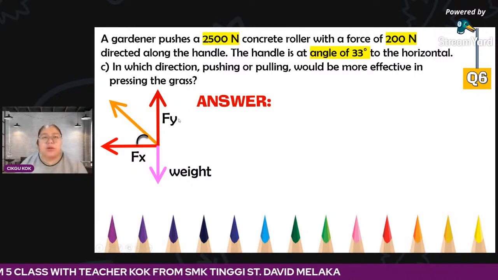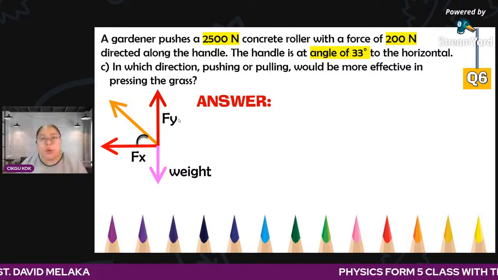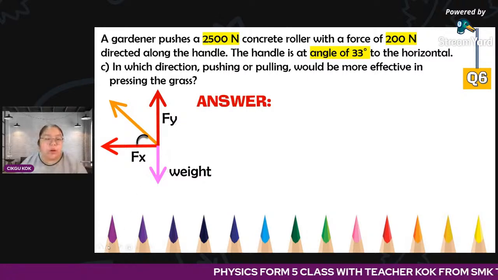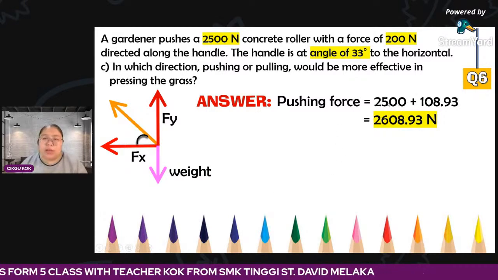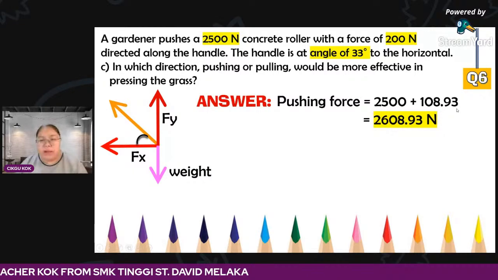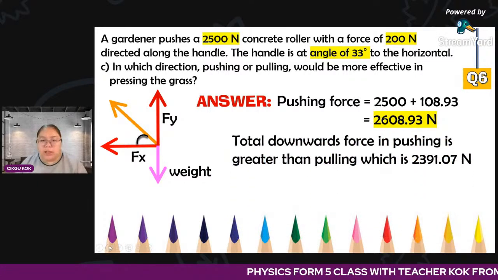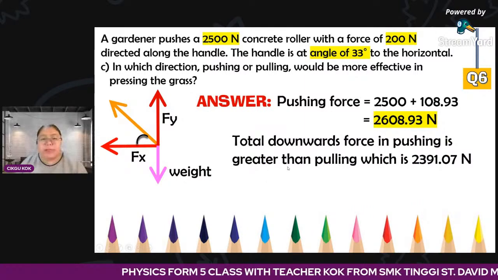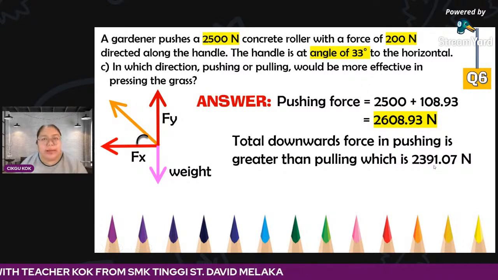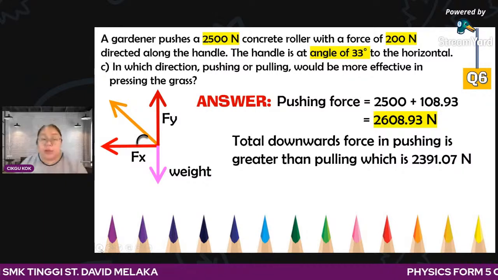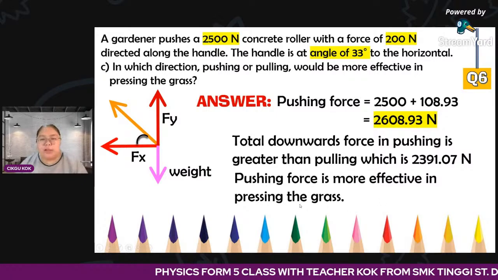But now it is the concrete roller, they want to press the glass. When they want to press the glass, sure they want more force acting downwards. So from here we choose the pushing force. Why? Because you see the pushing force is 2,500, the weight, plus the Fy. Fy goes down, is it? There's 2,600 something. So from here we can find that the total downward force in pushing is greater than the pulling. Pulling is only 2,391. Yeah, correct, Ling Han. Pushing is good for this situation. So from here, we can make a conclusion: pushing force is more effective in pressing the glass.